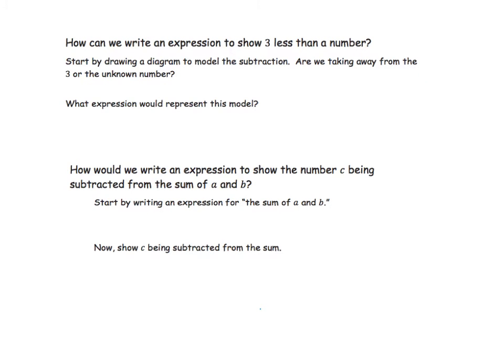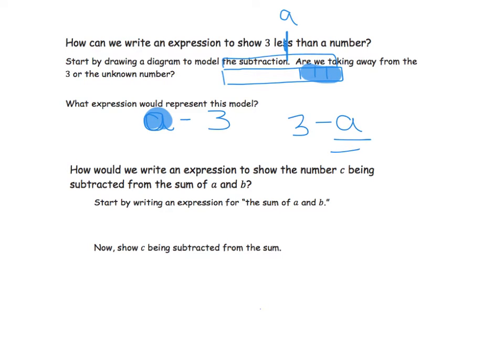All right, how can we write an expression to show 3 less than a number? First I want you to draw a diagram to model this subtraction. Are we taking away from the 3 or the unknown? Well, we have some number and it's 3 less than that. So I'm going to have some number, and since we've been using A, I'll say this is A, and we're taking away 3, like this. What would that represent? It would represent A minus 3, not 3 minus A. The A was not being taken away from the 3.